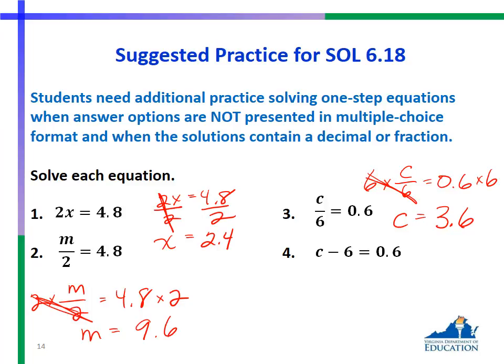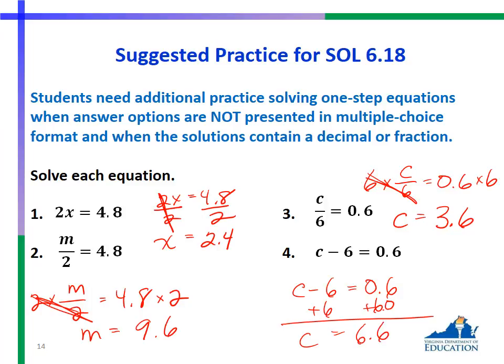And then for number 4, the operation that undoes subtraction is addition. So for this problem, I'm going to add 6 to both sides. So I have c being equal to 6.6.